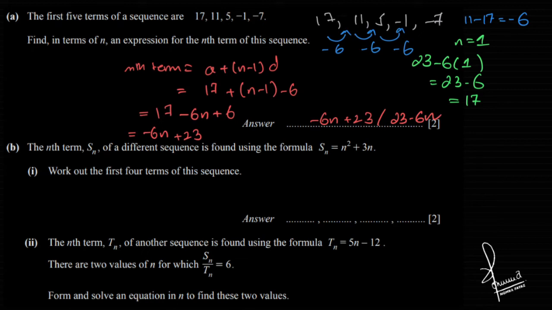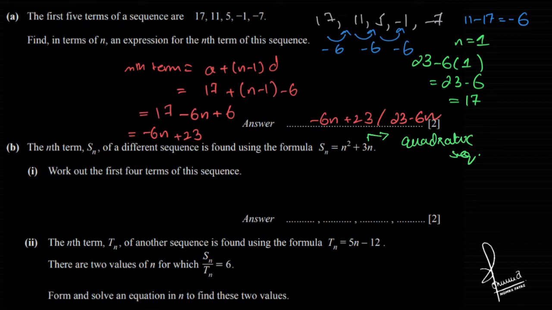सेकेंड पार्ट पे आ जाए. It says that the nth term Sn of a different sequence. Now you're talking about a different sequence is found using the formula Sn is equals to n square plus 3n. Again आपने n square देख लिया है, that means this is a quadratic sequence. ठीक है. Work out the first 4 terms of this sequence.